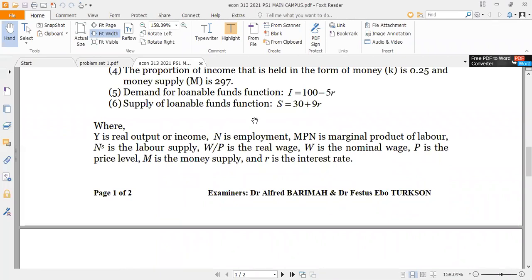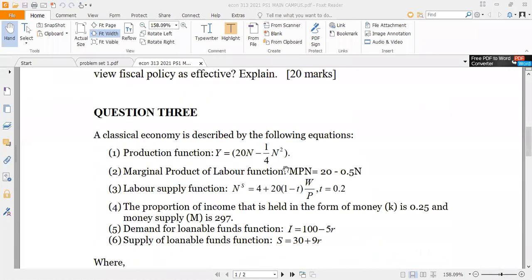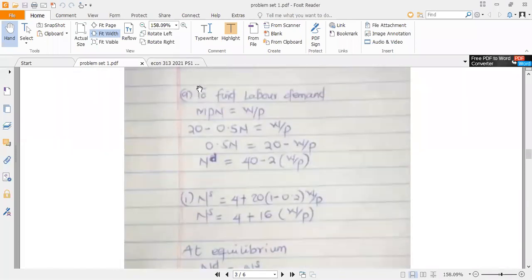So we are first supposed to find the real wage. The real wage is determined in the labor market. So when you go to the labor market, we have equilibrium when labor demand is equal to labor supply. But from the question, we're not given labor demand, so we will have to find a demand for labor.